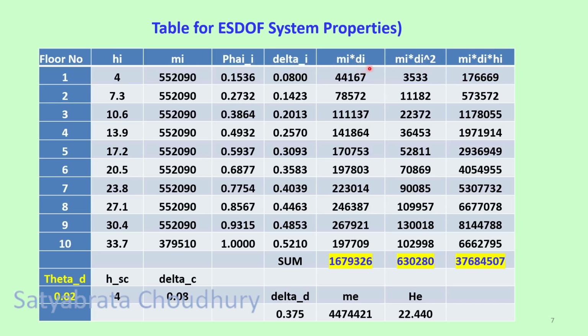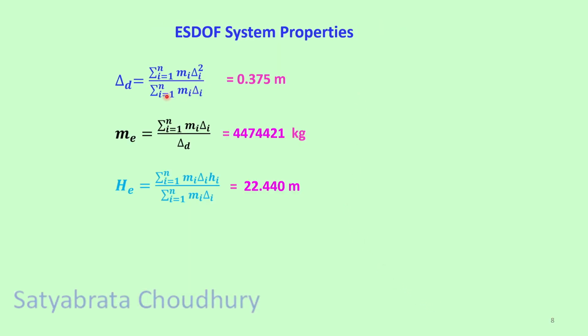Mi delta i square, Mi delta i Hi. Then find the summations. From the summations we can calculate those values of delta D, Me and He by the formula we have just discussed. So delta D is 0.375 meter, Me is this, and He is 22.440 meter. So these are the calculated values, as mentioned in the previous slide.